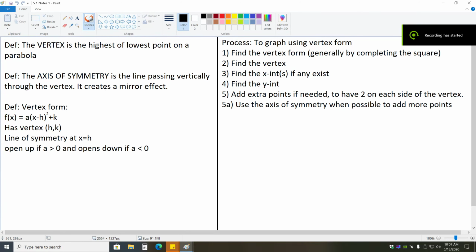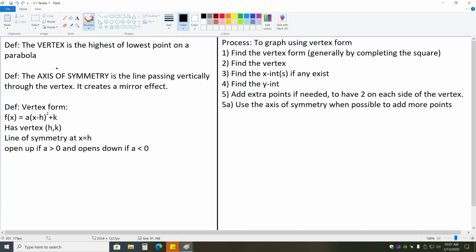For this section, we're going to be talking about graphing quadratic functions using the vertex form, and then also how to find the vertex without vertex form. So we'll start off with a definition that says the vertex is the highest or lowest point on a parabola.